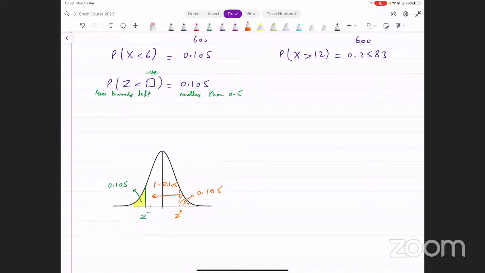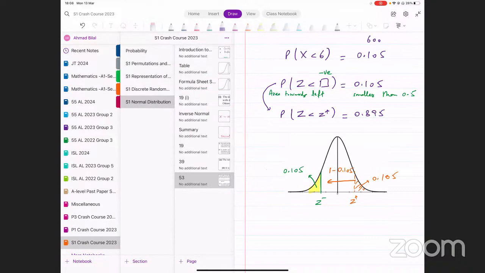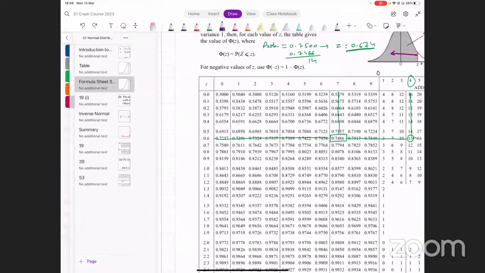So what we can say here is the probability of z being less than this positive value z is equal to 1 minus 0.105. You can see what that is, 0.895. So we have converted this to the standard form now. And once you have done that conversion, now we can find the value of z from the table. Let's see what we get from that. 0.895. Let's go to the table and see what we have.